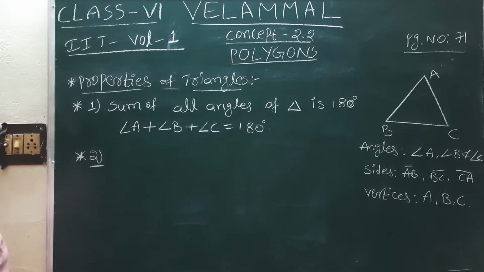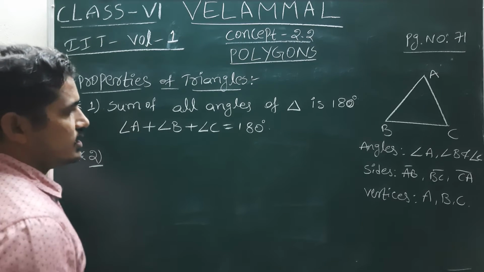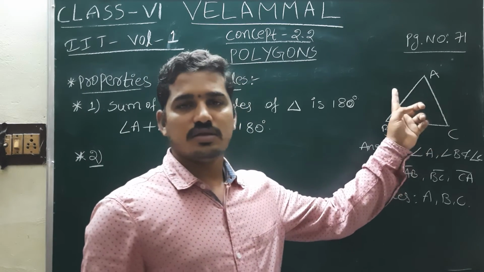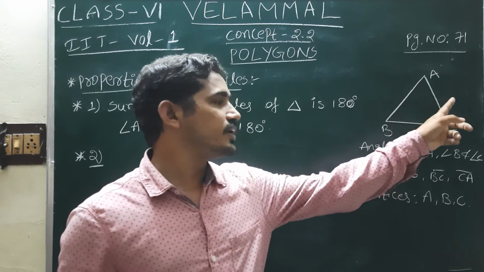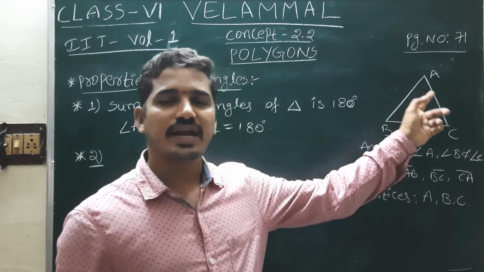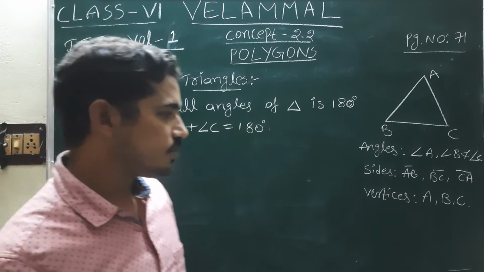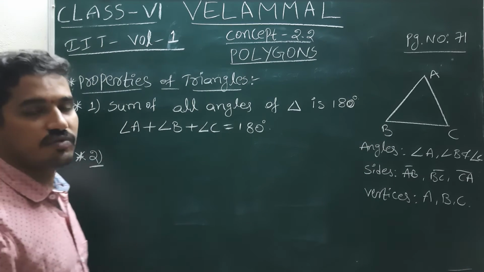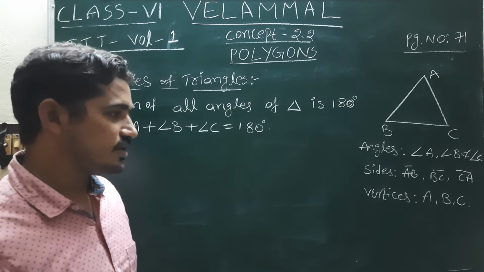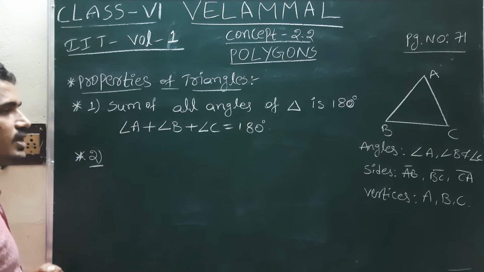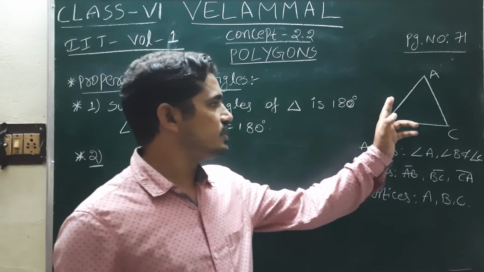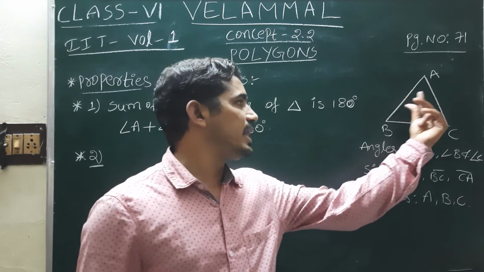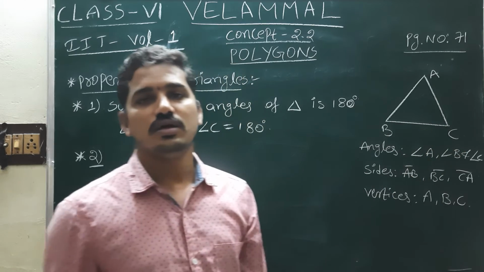Second one, very important, we need to remember: the sum of any two sides of a triangle will be greater than the third side. These properties we already have on page number 74 of our IIT volume 1 textbook. In that, the second one is the sum of the lengths of any two sides of the triangle.